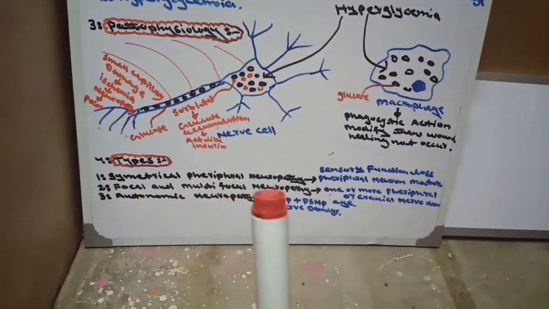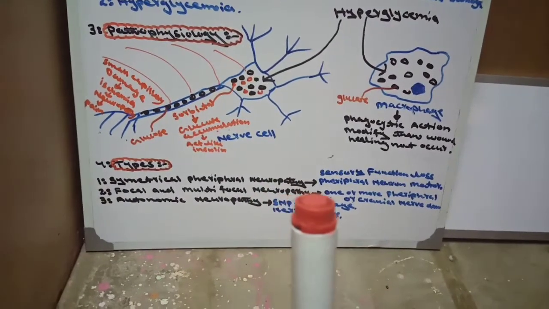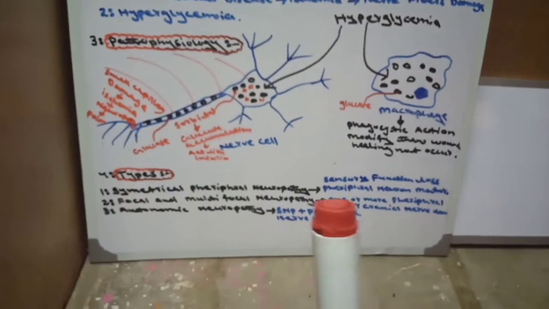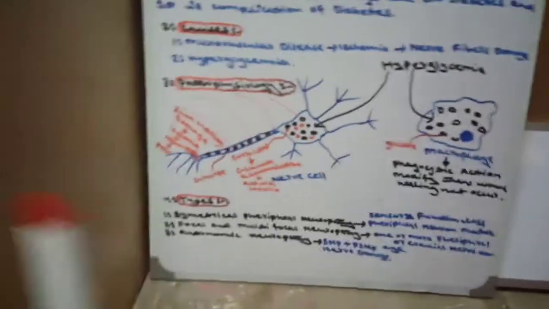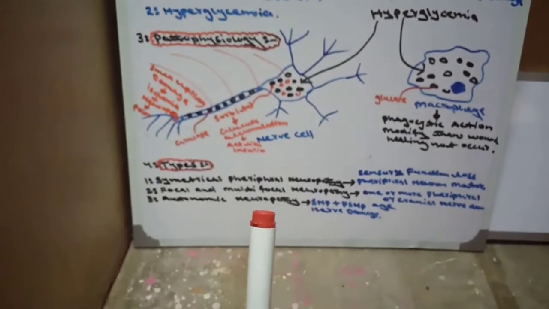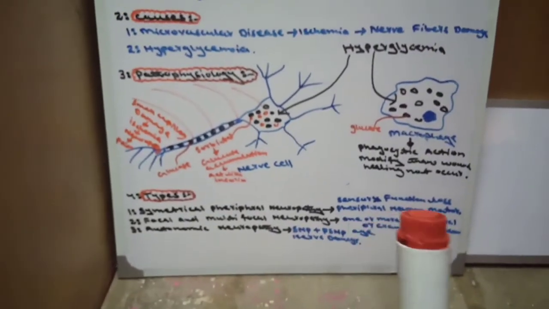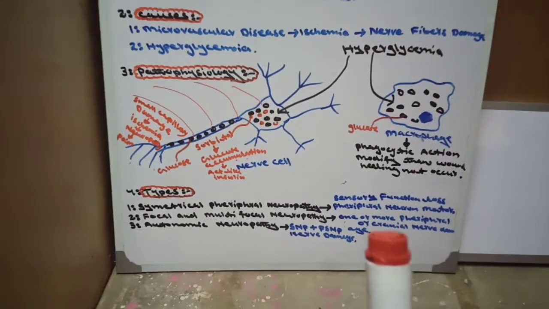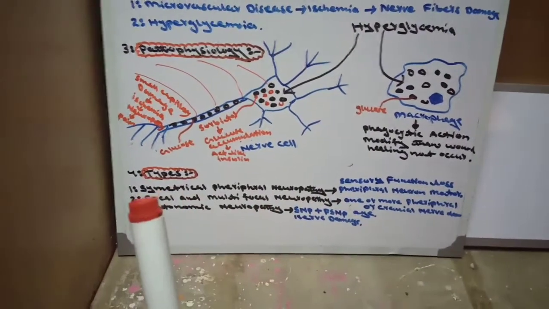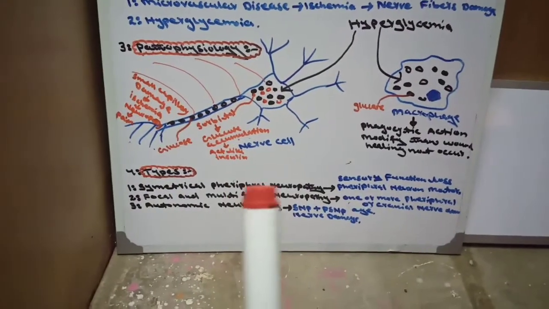Focal and multifocal neuropathy means damage to one or more peripheral nerves or one or more cranial nerves. If one or more peripheral nerves are damaged, it is called focal and multifocal neuropathy. If one or more cranial nerves are damaged, it is also focal and multifocal neuropathy. Focal means one, and multifocal means more than one.